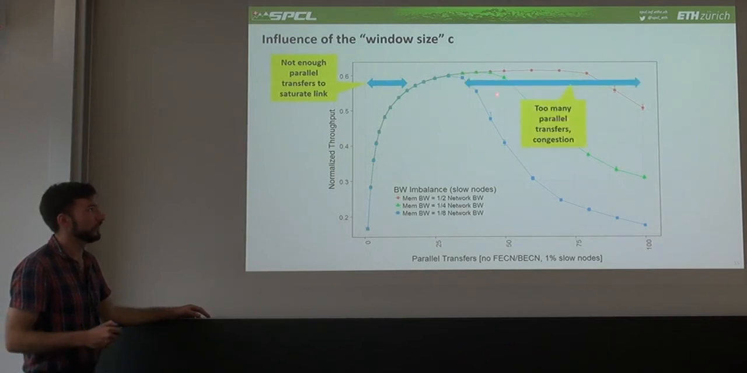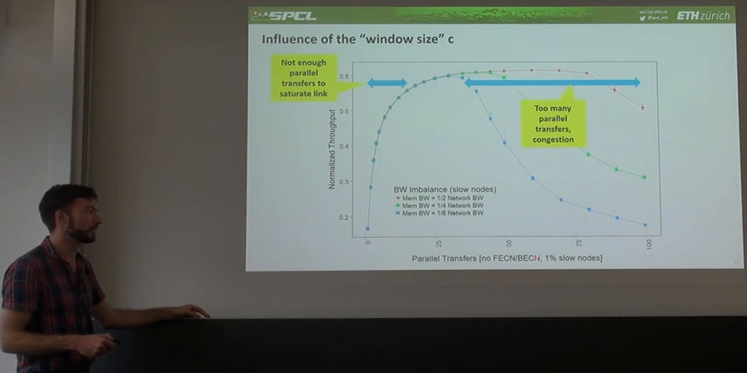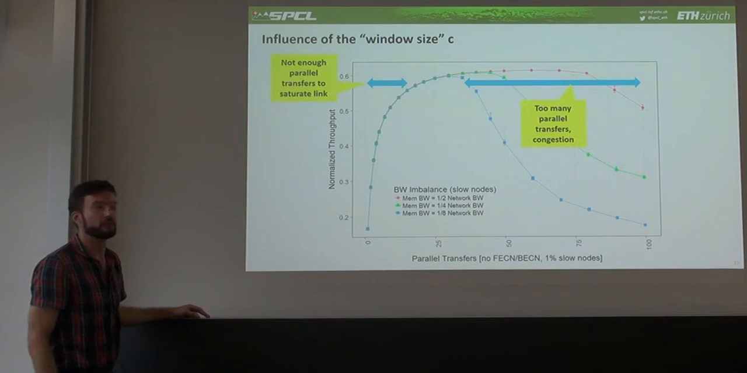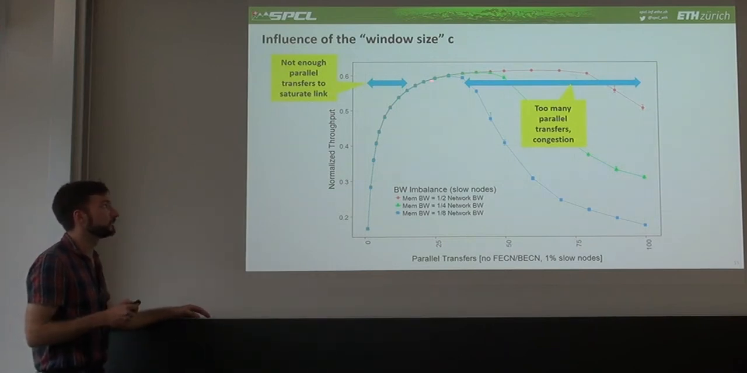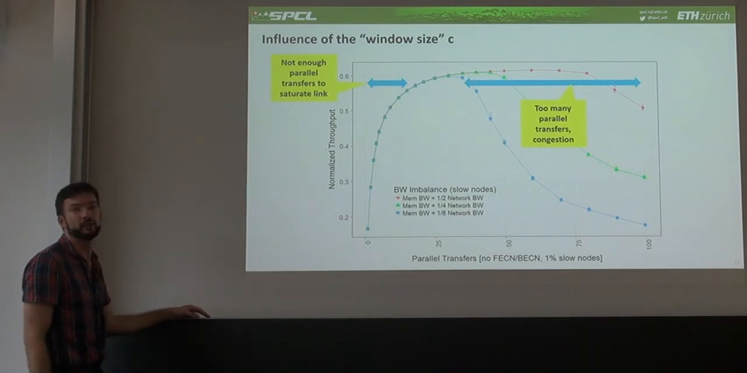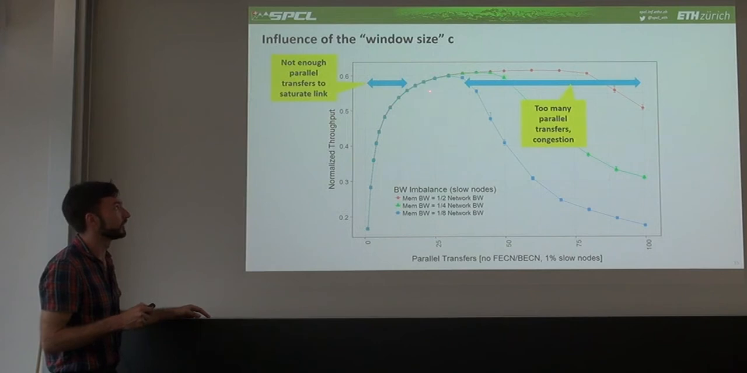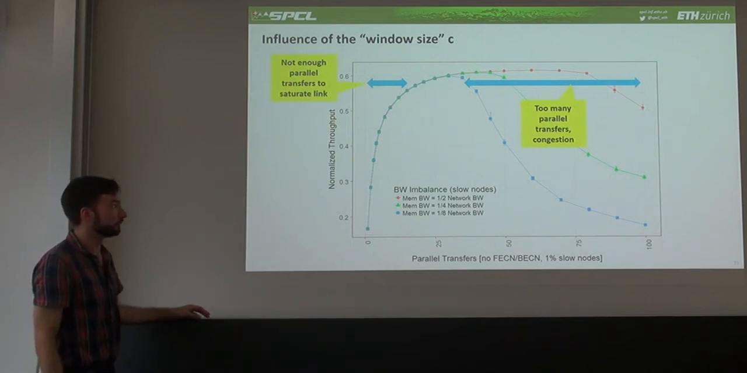But if we make C too large, then we have the same problem that we had initially, that we are just overloading the network. In this benchmark, we use 1% of slow nodes. So this is one of the extreme cases of the first diagram. And we can see, even in this kind of extreme case, we still have a pretty wide range of acceptable values for C. So we just chose something in the middle here, I think 25 for our evaluation.